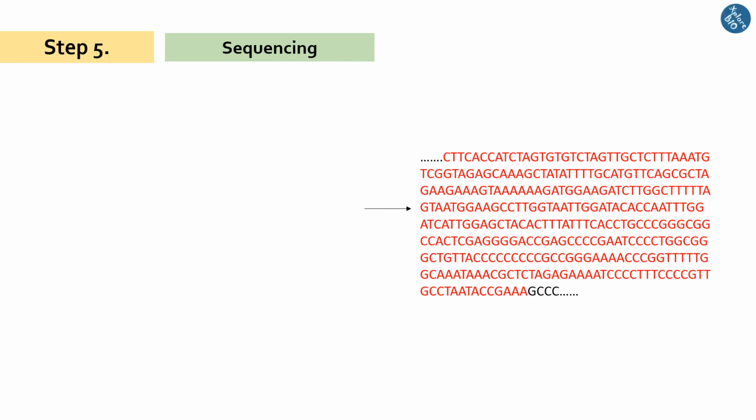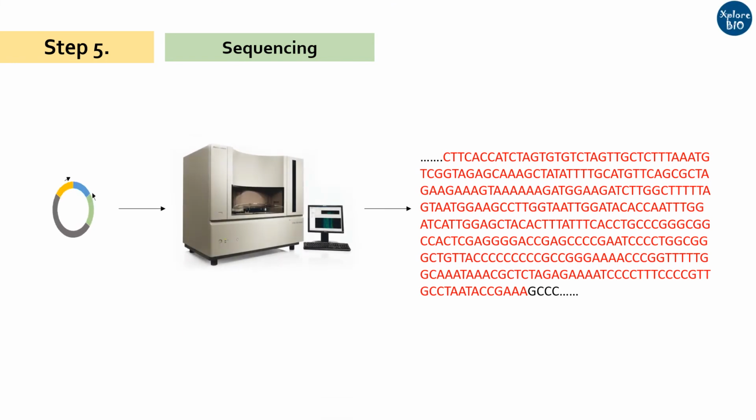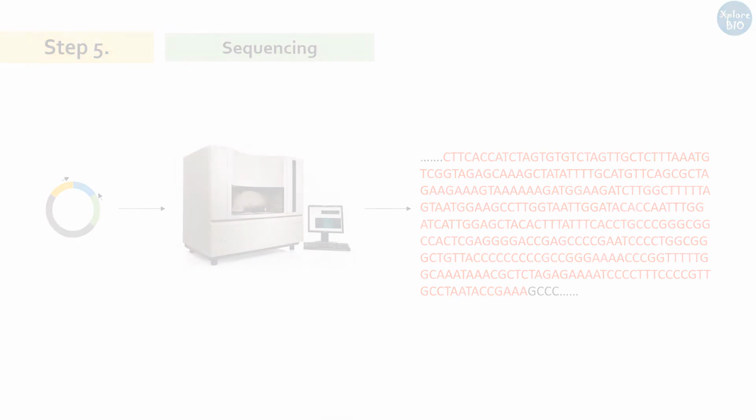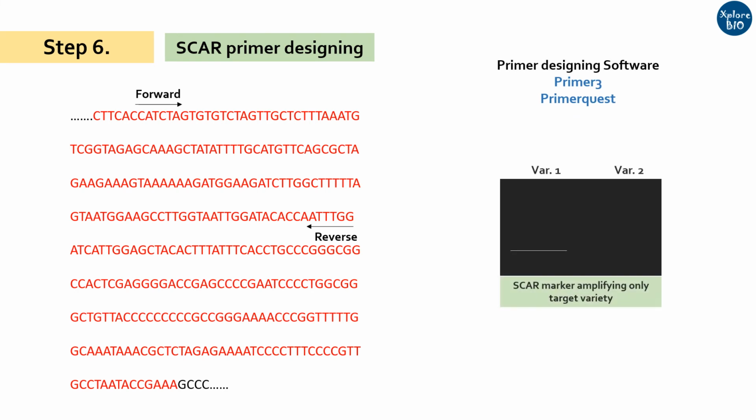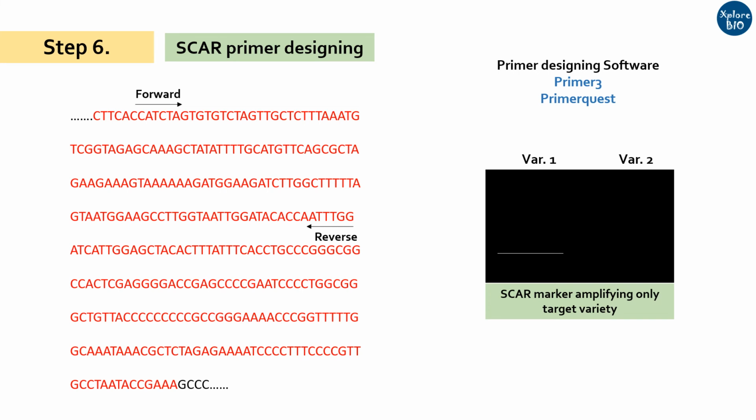The sequence of the amplicon cloned in the vector is determined using Sanger sequencing using vector-specific primers. Once you have the sequence, you design a standard forward and reverse primer using tools like Primer3 or IDT PrimerQuest. These primers will amplify the target polymorphic band only and are reproducible. This is known as a SCAR marker.